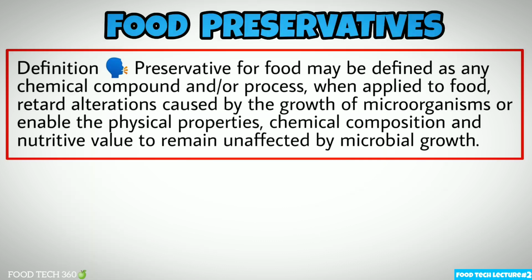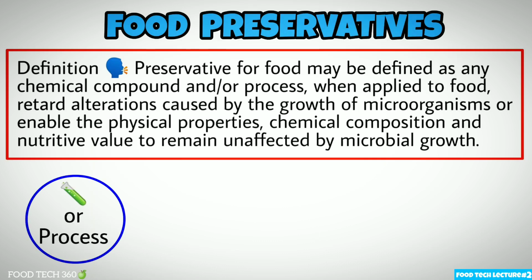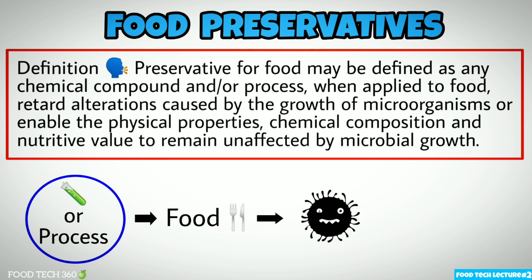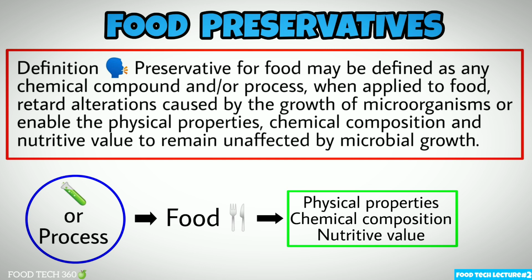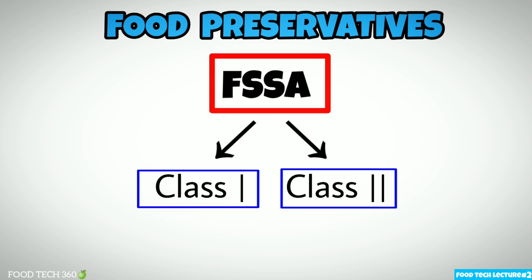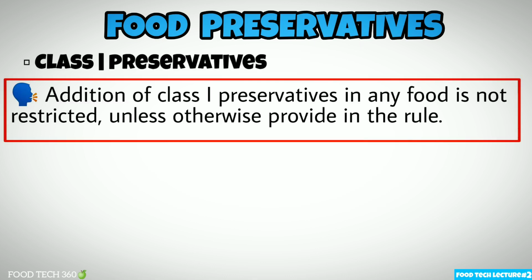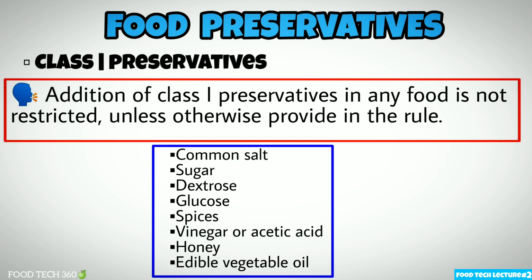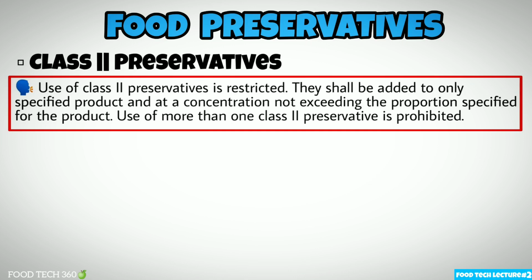Food preservatives. A preservative for food may be defined as any chemical compound or process which, when applied to food, retards alterations caused by growth of microorganisms or enables the physical properties, chemical composition and nutritive value to remain unaffected by microbial growth. According to FSSAI rule, food preservatives are classified as Class 1 and Class 2 preservatives. Addition of Class 1 preservatives in any food is not restricted unless otherwise provided in this rule. Some examples of Class 1 preservatives are common salt, sugar, dextrose, glucose, spices, vinegar, honey, and edible vegetable oil.